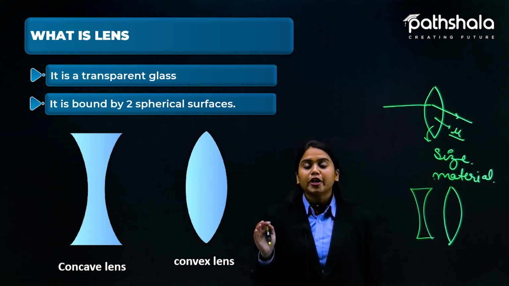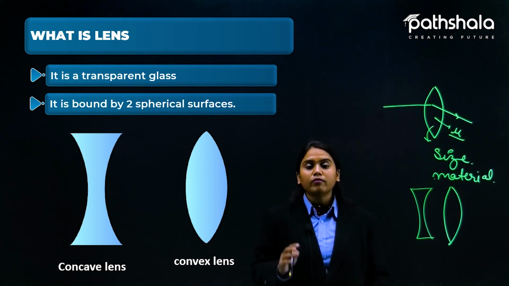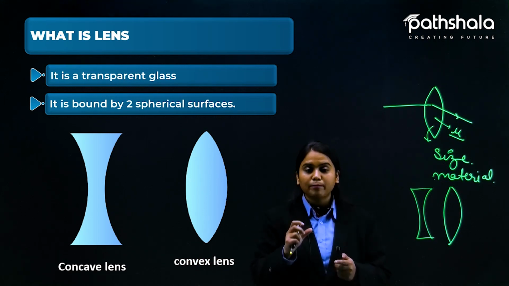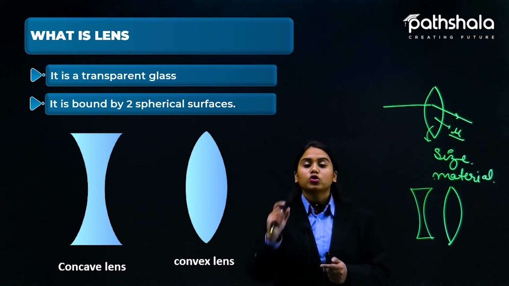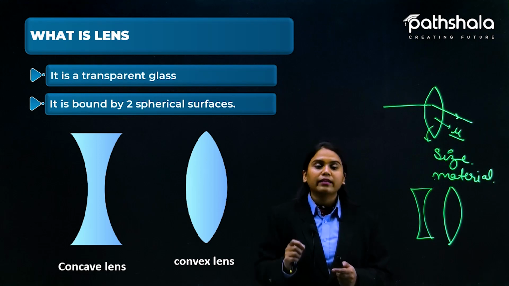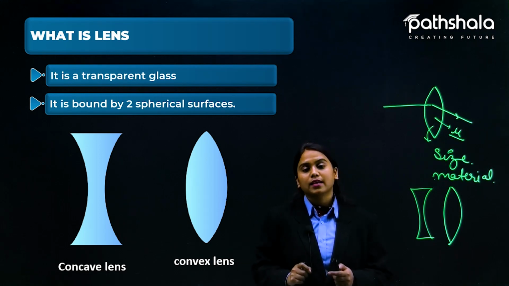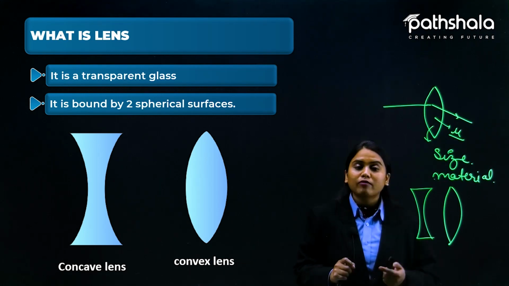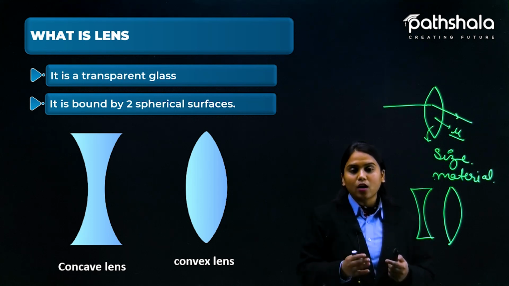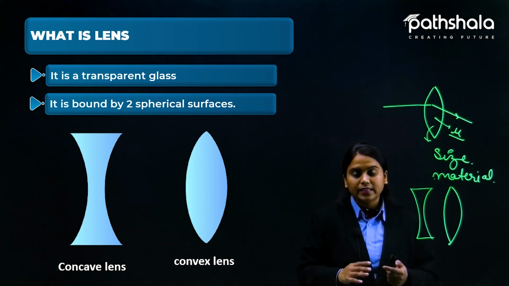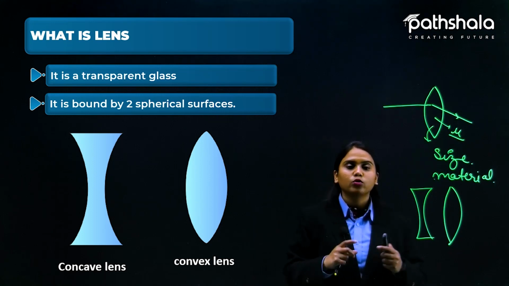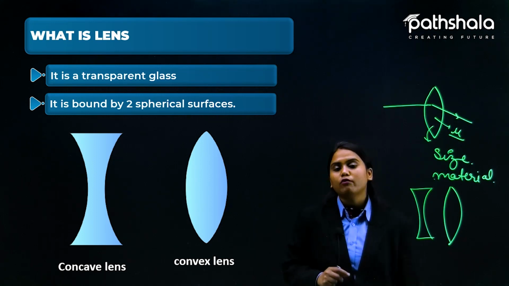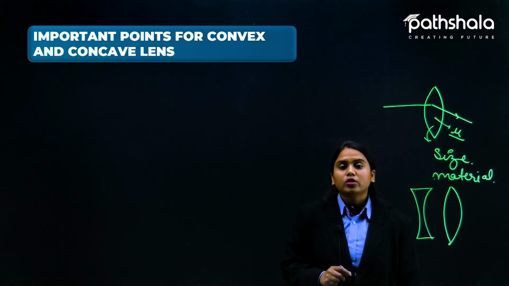Here the surfaces are parts of spherical shapes, as we have seen in the spherical mirror also, and they are combined together in the case of a lens. Earlier, in the case of the spherical mirror, we just cut it and polished one surface, but here we cut two parts and combine them together to make one piece of lens. So this was the lens.